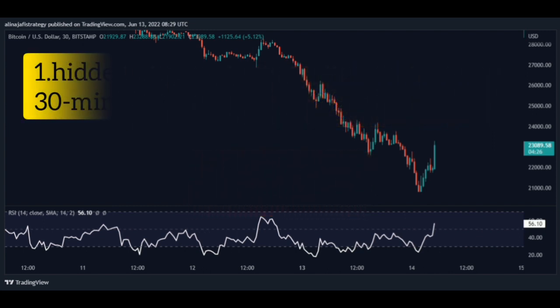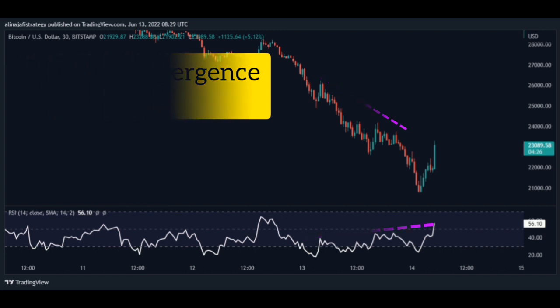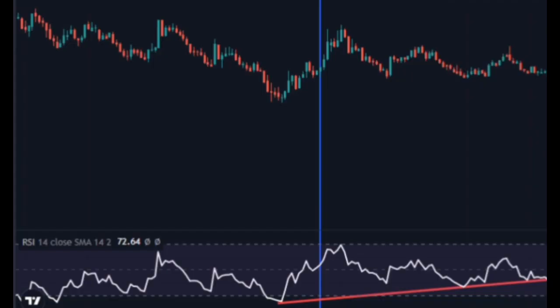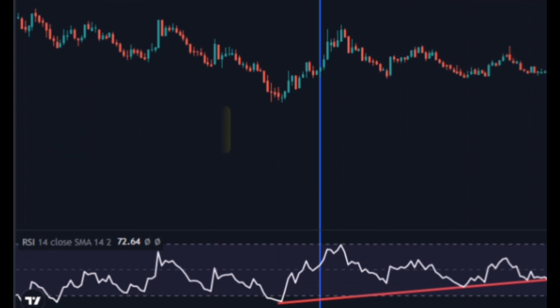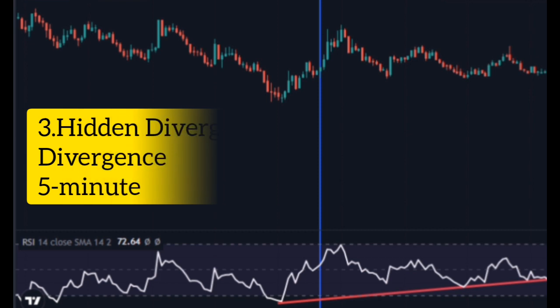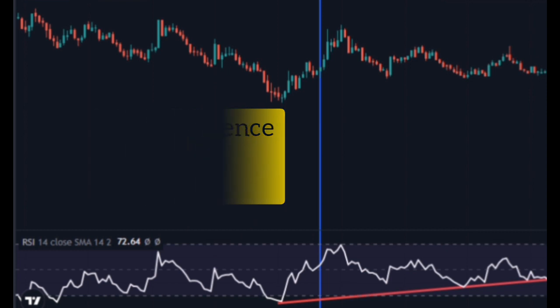Step 1. First, let's see a hidden divergence in the 30-minute time frame. Note that the price peak is lower than the previous peak, but in the indicator the peak is higher than the previous peak. Step 2. We draw a trend line in RSI. This trend line should have at least 2 collisions with RSI. Step 3. Create a divergence or a hidden divergence. This should be done in 5 minutes to increase the workforce.